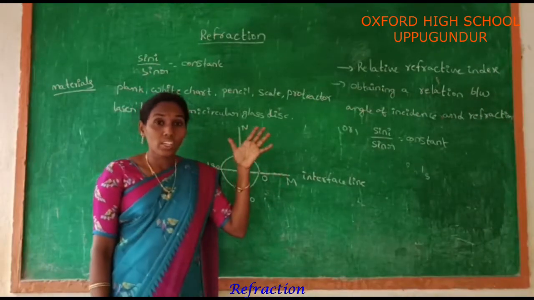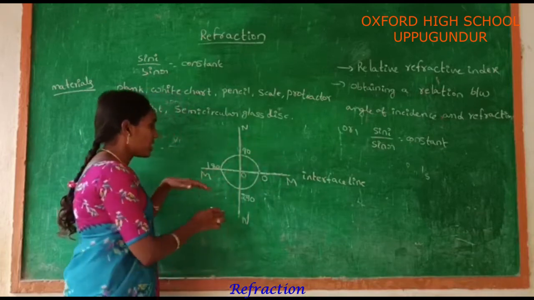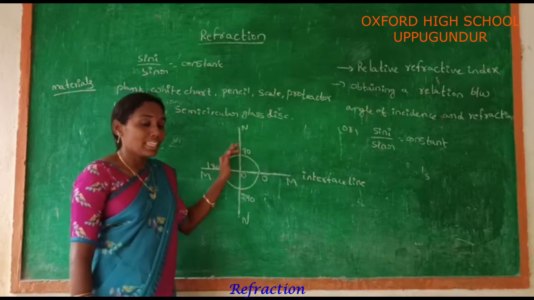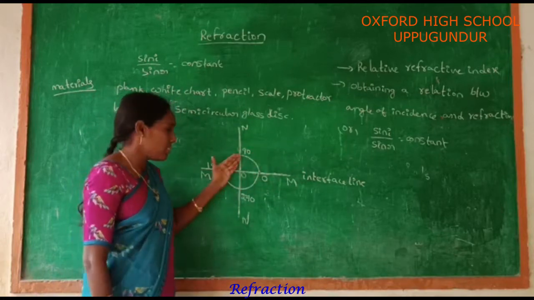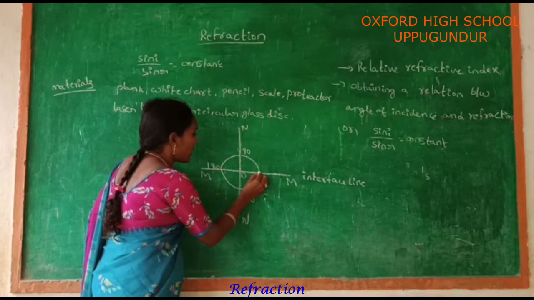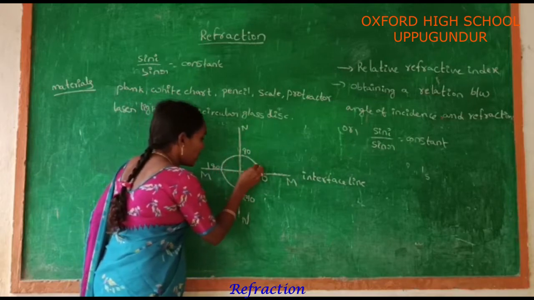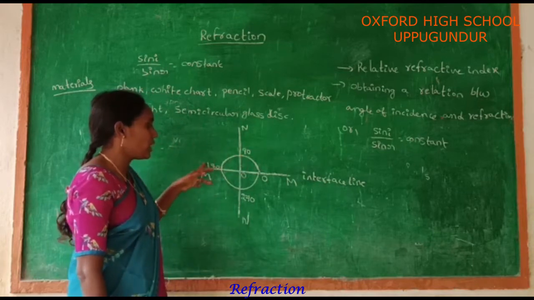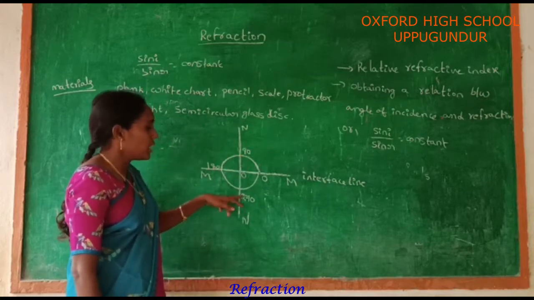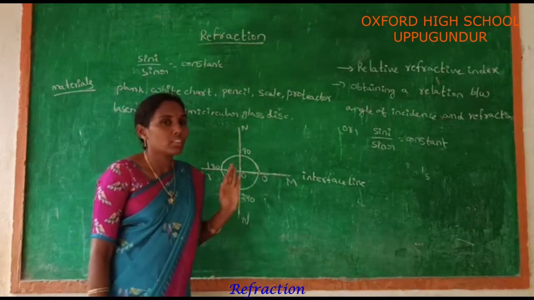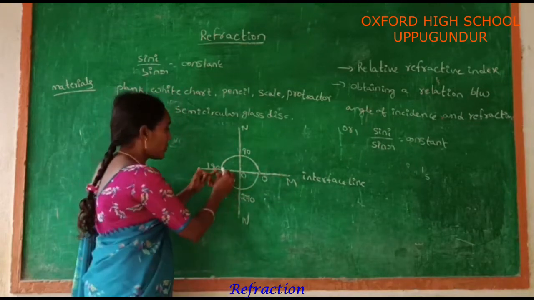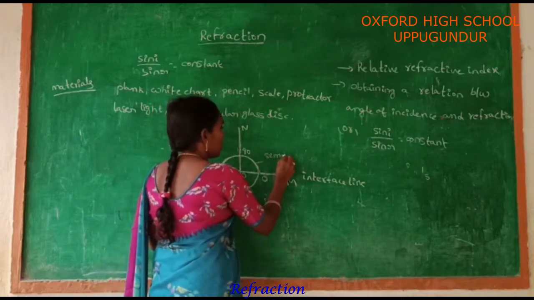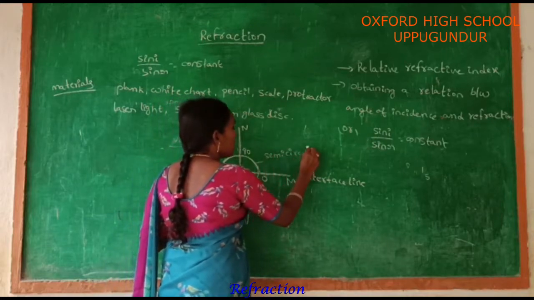Place a semicircular glass disc. That semicircular glass disc is kept along the line MM. That means the diameter of the semicircular glass disc coincides with the line MM. Here the angles should be measured from 0 to 90, 90 to 180, 180 to 270, and again 270 to 0 or 360. This is for the semicircular glass disc.